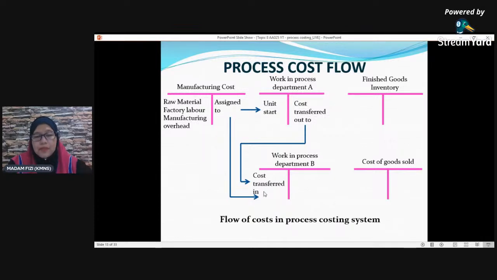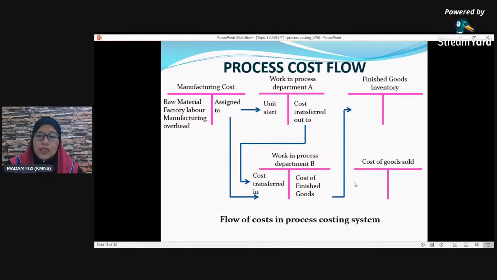Dekat department B ni kita pun buatlah kerja, proses B started and then finish. Bila finish, dia dah tak ada department C kan. Bila dia dah tak ada department C, dia akan jadi finished goods. So now dekat department B lah ada finished goods. Dekat department A tak boleh ada finished goods sebab dia ada proses dekat department B. And then kita transfer to finished goods inventory. So debit finished goods inventory.